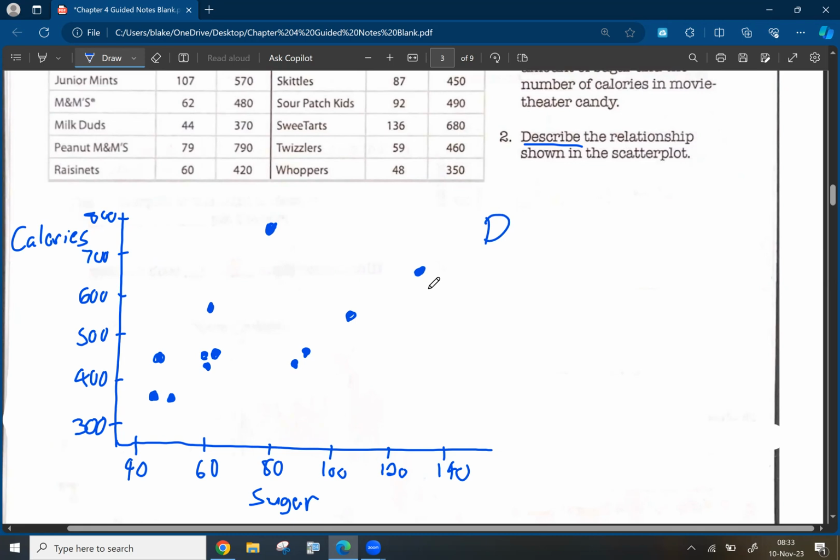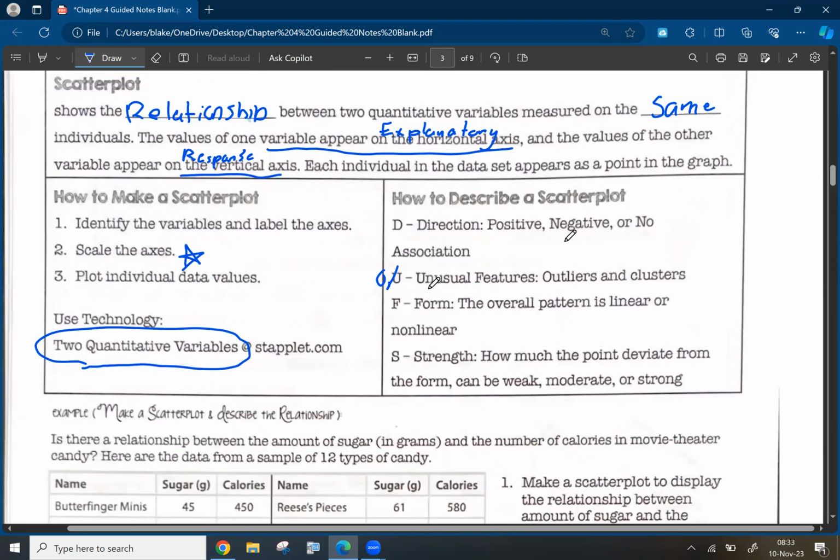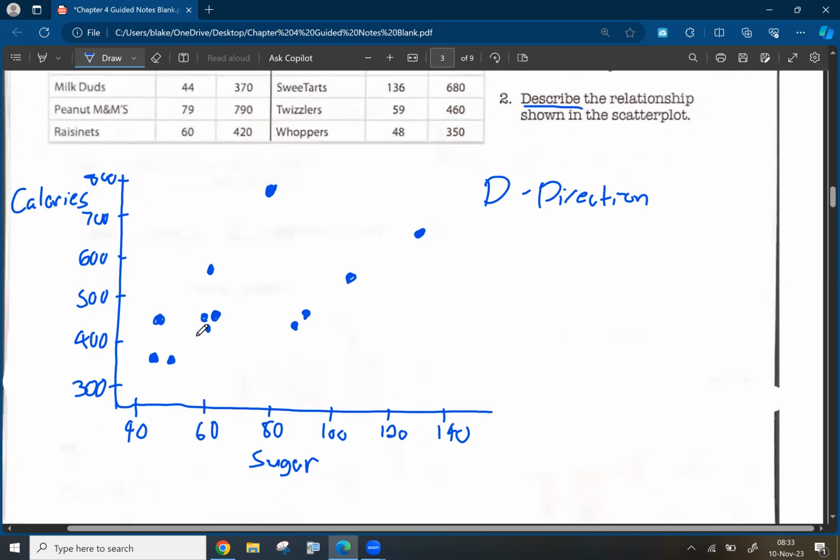But yes, D for direction. So for the direction, remember, if you go back to our notes there, we have positive, negative, or no direction. So you can see there's definitely an increase in the pattern here. So more sugar means more calories. So direction, I would say, is positive. Positive direction: more sugar means more calories.